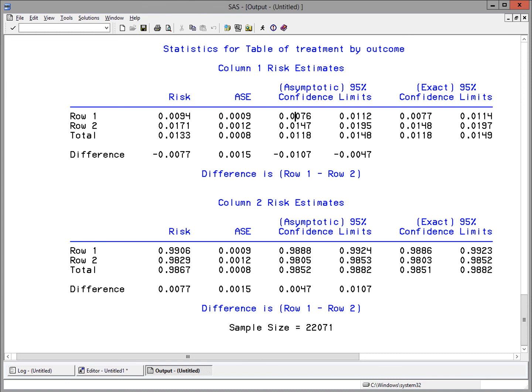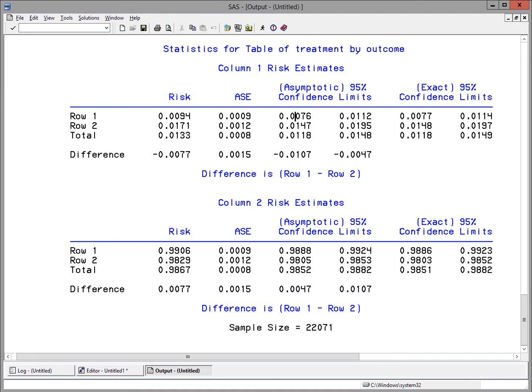So here is some output from the risk diff statement. It actually will do it for column 1 risk and column 2 risk, because SAS doesn't really know whether what you're interested in, myocardial infarction, is in the left column or the right column. I'm not really sure, so I'm just going to give you information from both columns, and then it's up to you to pick the relevant one. Now, we saw that SAS put myocardial infarction in the left column, in column 1, so that's the column we want to focus on.